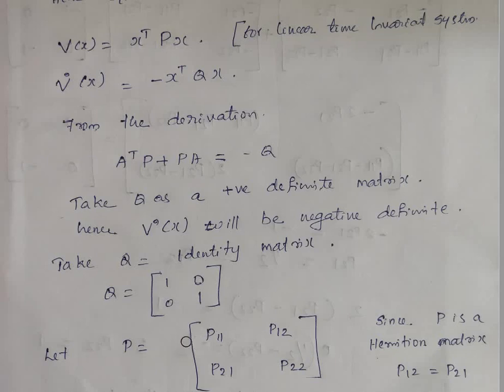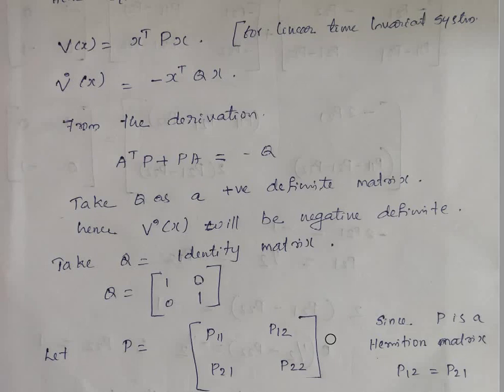Now, let us assume P is equal to, since this is a 2 variable equation, A is a second order system, or A is a 2 by 2 matrix. Since A is 2 by 2, having only 2 state variables x1 and x2, your Q and P will all be of order 2 by 2. So select P is equal to P11, P12, P21, P22.